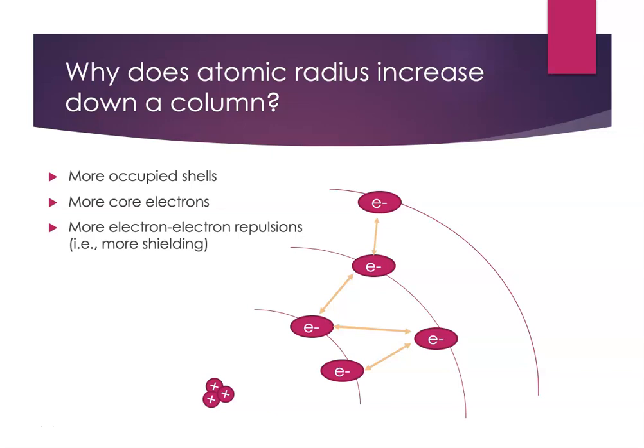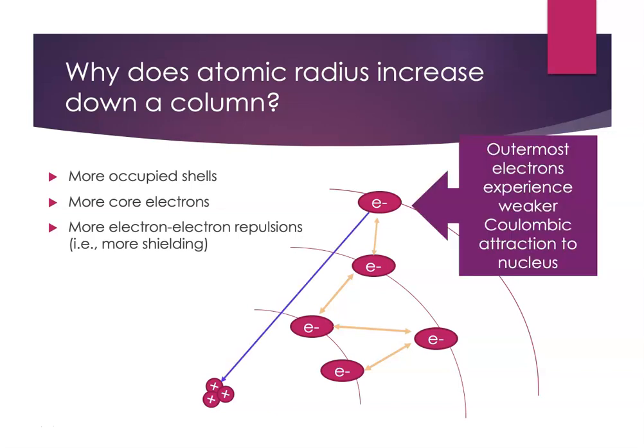So the more shells you have, the more energy levels you have, the more of these electron-electron repulsions you have between the shells. And so those outermost electrons don't end up experiencing a very strong attraction to the nucleus. The outermost electrons are farther away. There's lots of electron-electron repulsions from those core electrons, and therefore they experience a weaker Coulombic attraction to the nucleus than the electrons that are in inner energy levels.